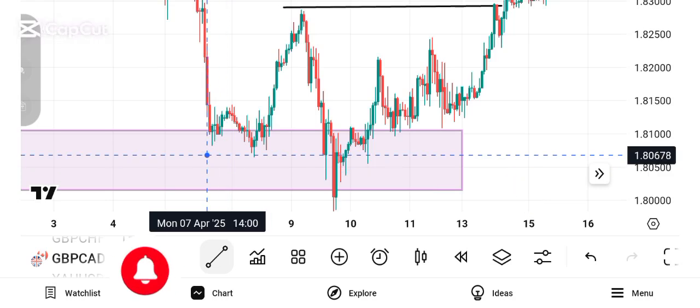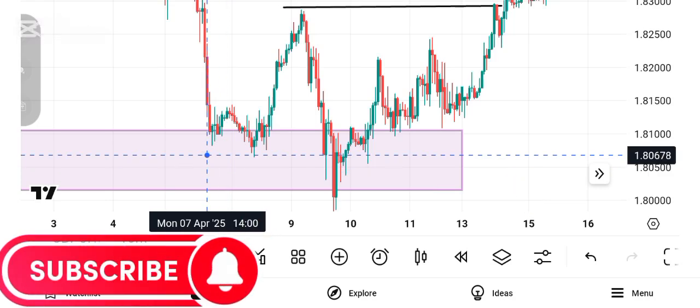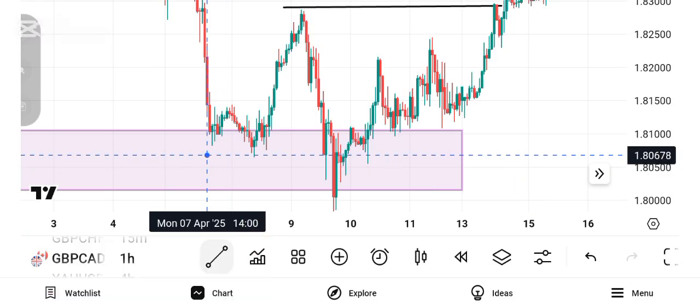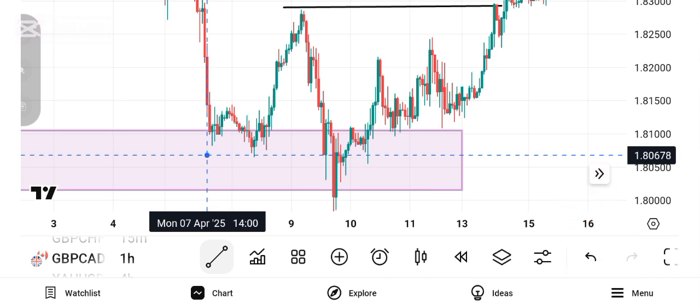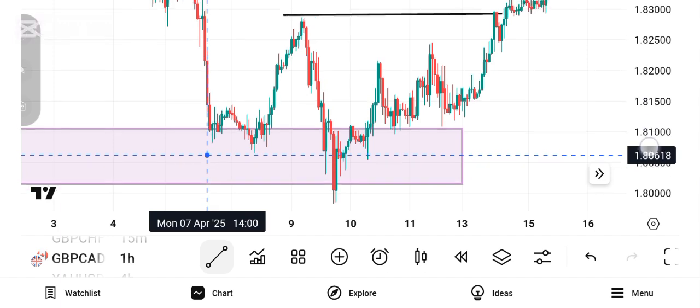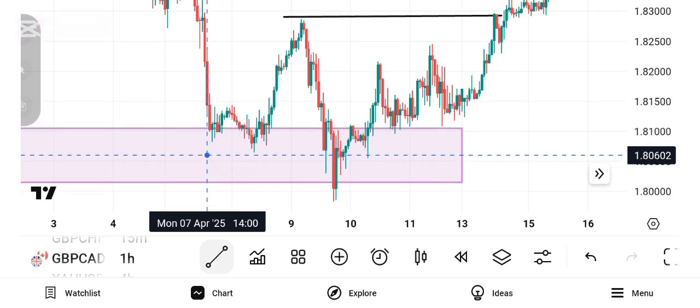Today, we are going to be talking more about how to mark a valid break of structure, and also how to identify a valid market structure shift. Okay, so there are mistakes which most of you traders make.